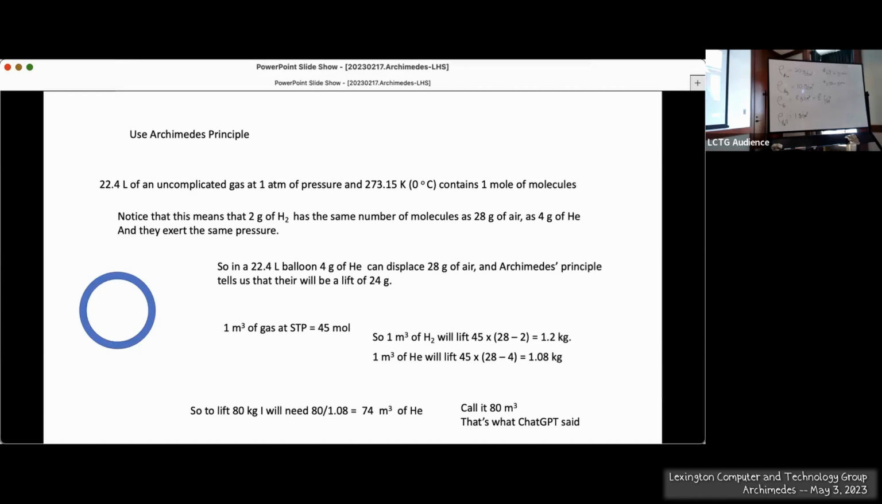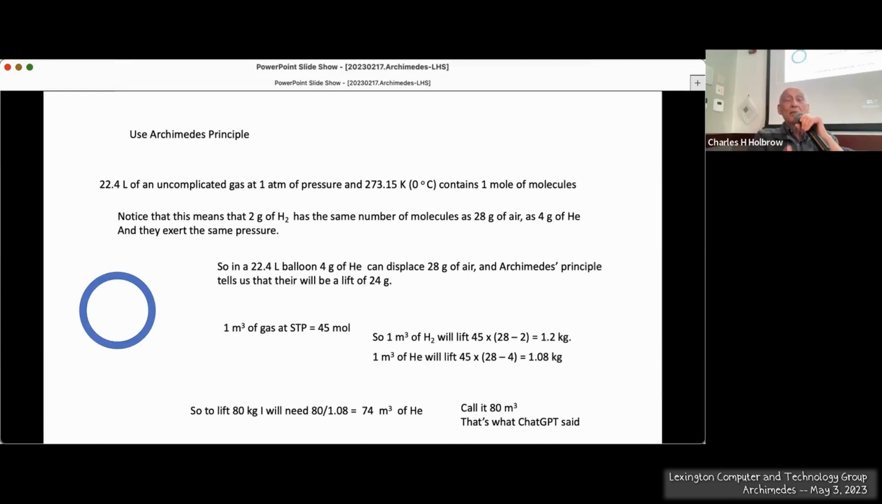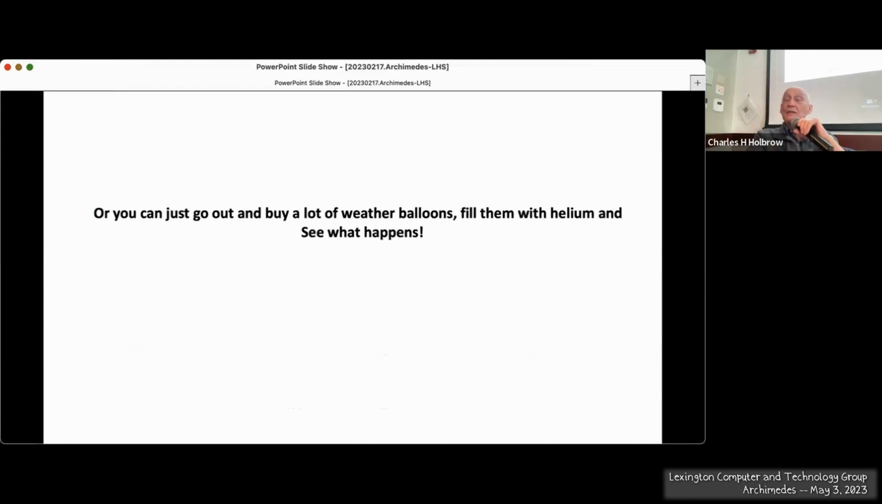All right, guys. Anyway, ChatGPT does it, but there's a third way of finding out how to get enough balloons, and the answer is you just go out and buy a lot of weather balloons. You fill them with helium and see what happens. Well, it's funny that Larry should mention. There we go. Larry, your namesake.